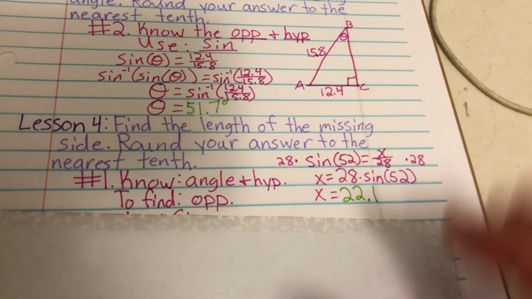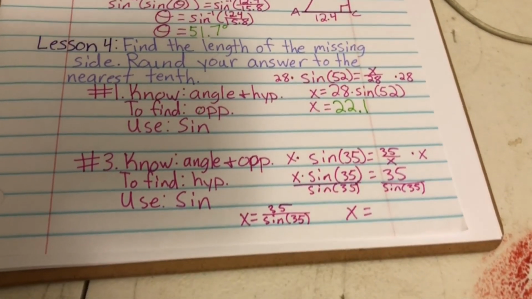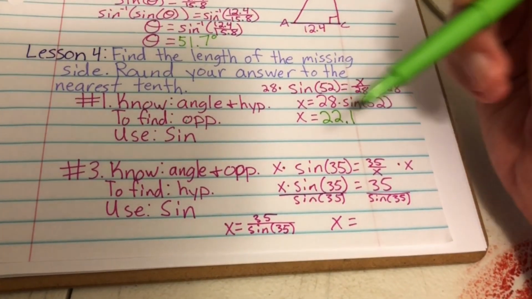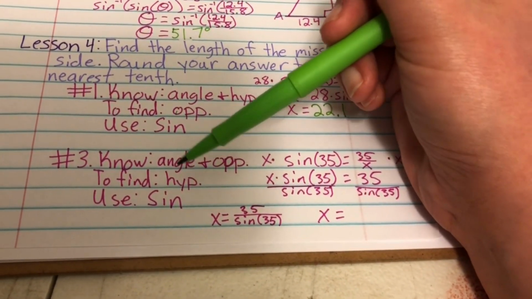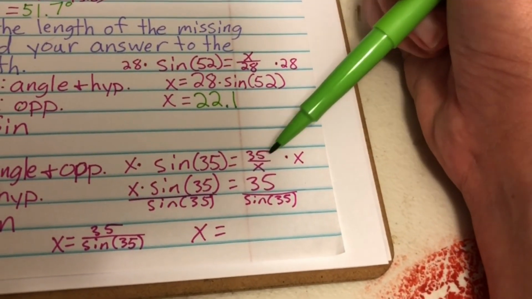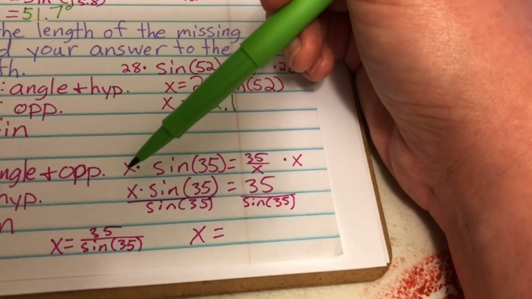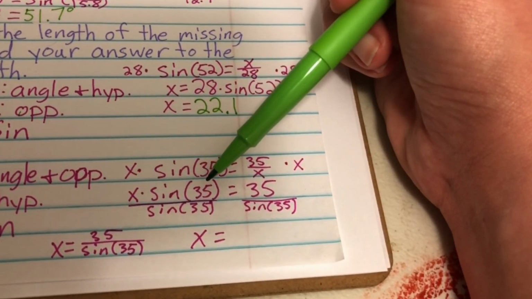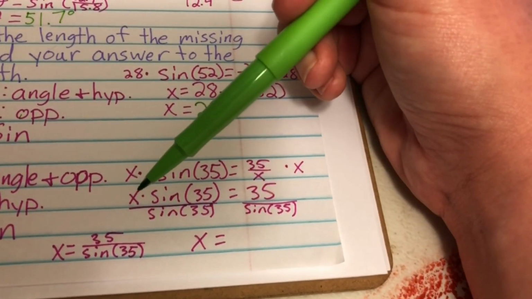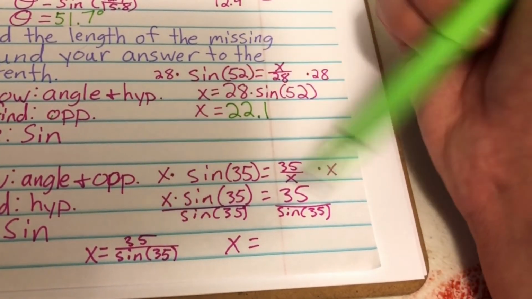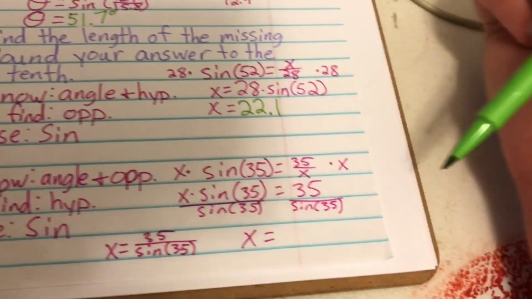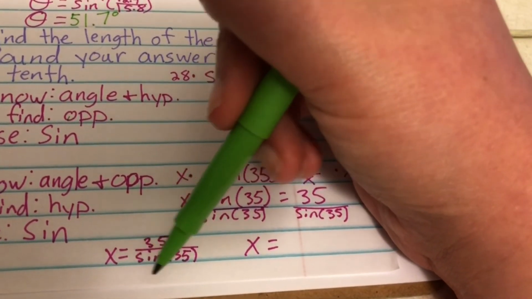And then lastly, one more example from Lesson 4. So same section of Lesson 4. This time we were told the angle and the opposite side. We need to find the hypotenuse, so we're still using sine in this case. We're going to get x by itself by multiplying by the denominator to get it to the other side, and then moving the sine of 35 over, so x is by itself, so it cancels out here. And we get x equals 35 over sine of 35. So that would give us our x. So I'm just putting this right side into the calculator.